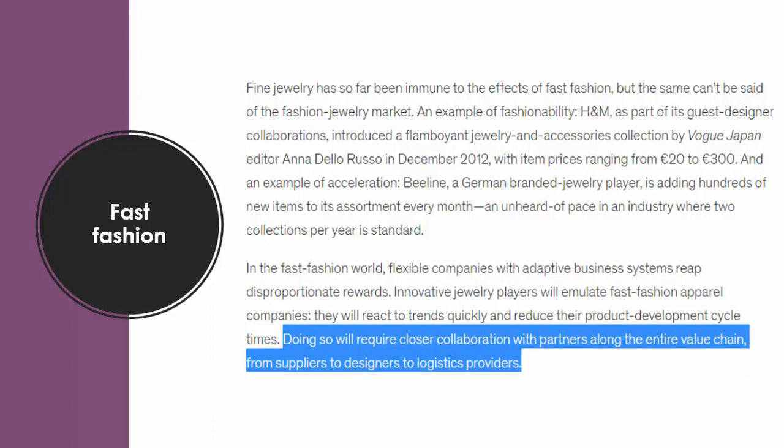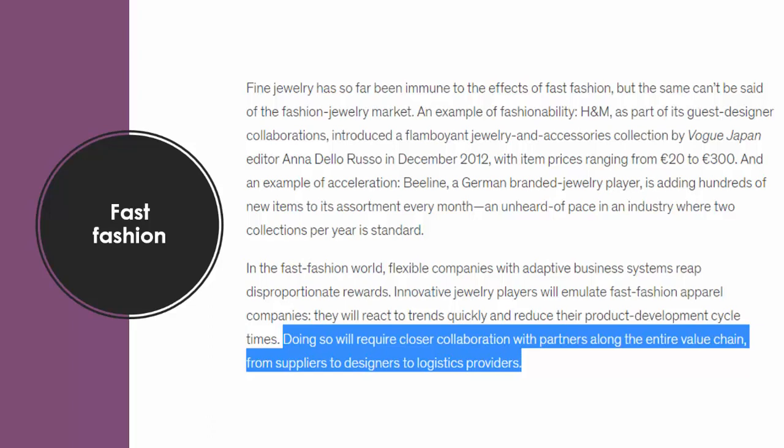An example of acceleration here, Beeline, a German branded jewellery player, is adding hundreds of new items to its assortment every month. So tens in the case of AKL Sparkle, hundreds in the case of the real world company of Beeline, and that's an unheard of pace in the industry where 2 collections per year is standard. So we're seeing that shift towards fast trends, fast styles, as we have seen in the case of companies like Zara in the clothing industry.